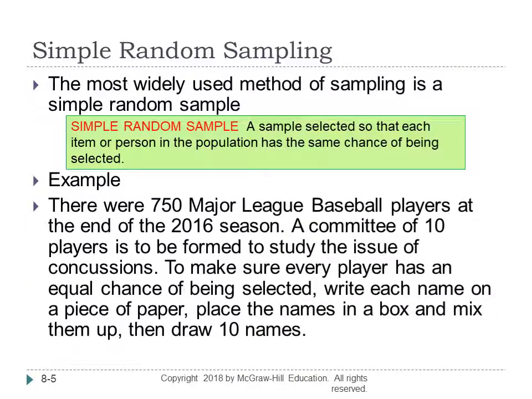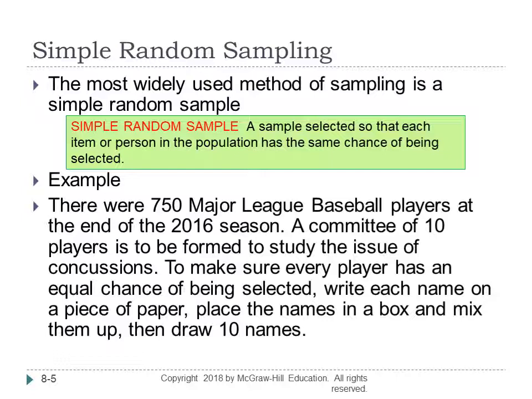Let's start with simple random sampling. This is the most widely used method of sampling. Here's a definition. A simple random sample: a sample is selected so that each item in the population, or each person in the population, has the same chance of being selected. Here is an example.